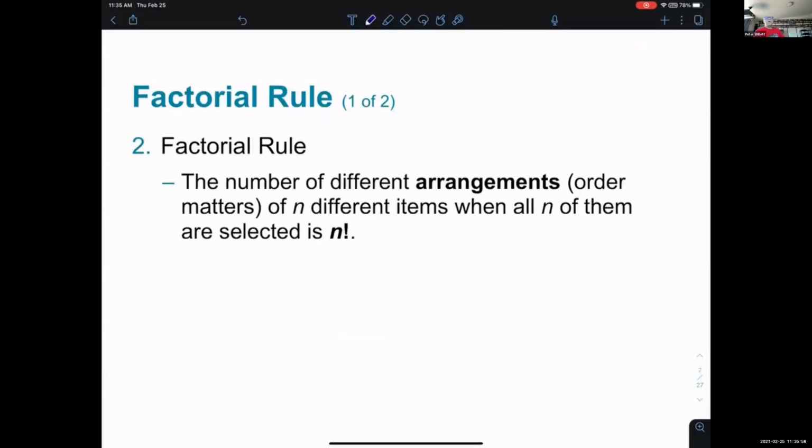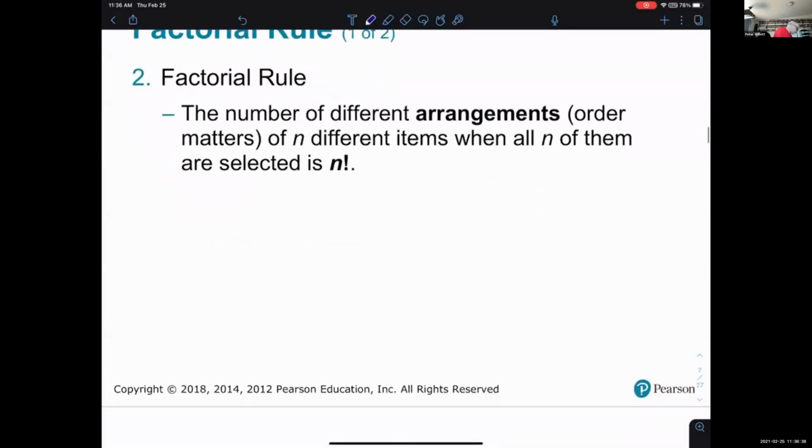So now we extend the rule that we just looked at, the multiplication rule, to a new rule that applies in certain circumstances. This is called the factorial rule. The number of different arrangements in which order matters of n different items, when all n of them are selected, is written with this n and an exclamation symbol, but that symbol is read as factorial. So that's n factorial, and I think they'll show you that calculation next.